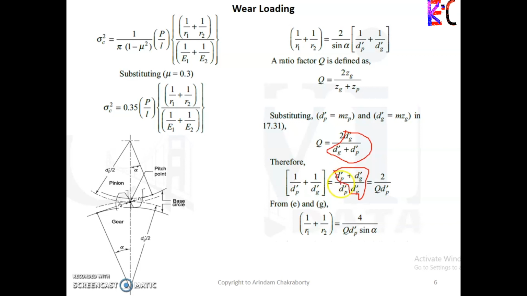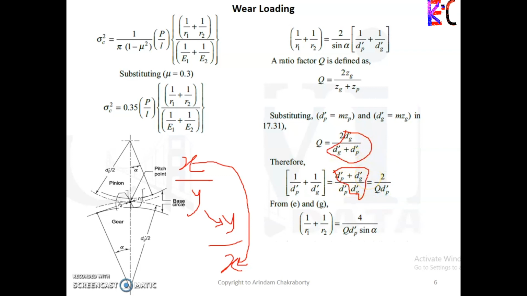How? You could see d'g plus d'p, this is the addition, and d'p, d'g is the other term. This one is in the numerator, and this one is in the denominator, and the other way around. That means they are reciprocals of each other. How many of you know about reciprocals? It's something like x by y and y by x. That means x has gone to the denominator and y has gone to the numerator. Same here.